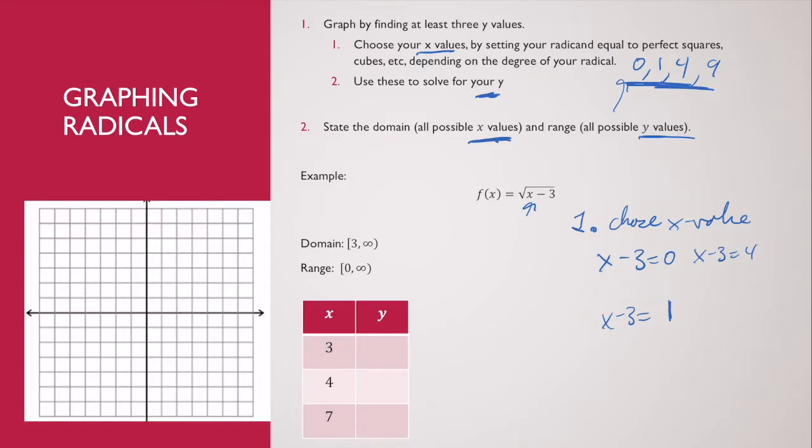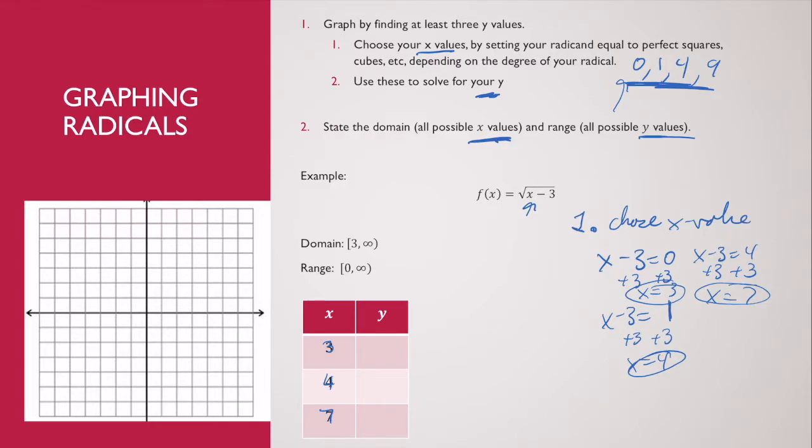So I'm going to add 3 to both sides. We want to solve for x. So I get x is 3, x is 4, and x is 7. These are the 3 x values I'm going to use. See, I already have them here, 3, 4, 7, because that means my answers will be nice numbers. It means my answers will not be radicals, they'll be easy to graph.